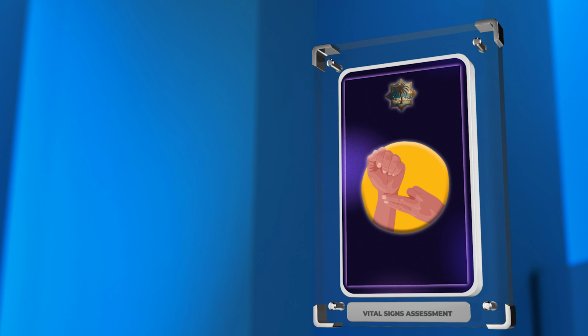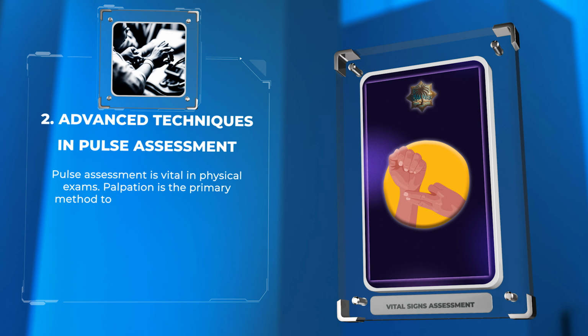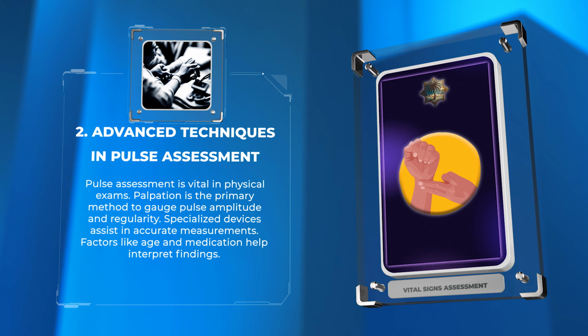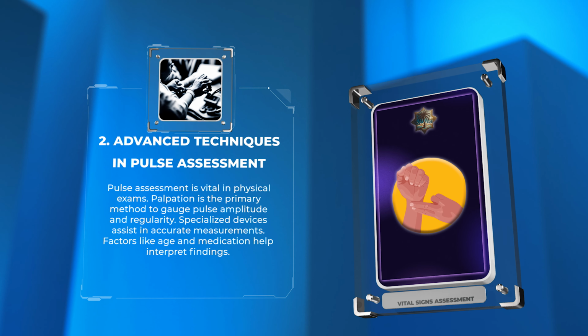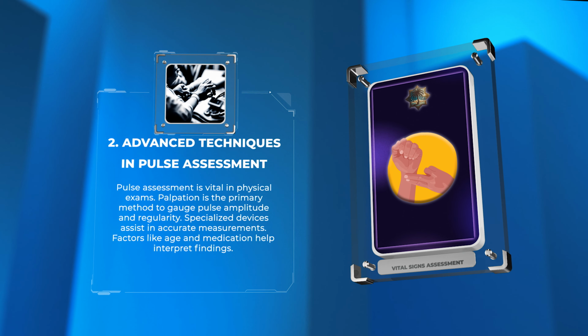Pulse assessment is vital in physical exams. Palpation is the primary method to gauge pulse amplitude and regularity. Specialized devices assist in accurate measurements. Factors like age and medication help interpret findings.